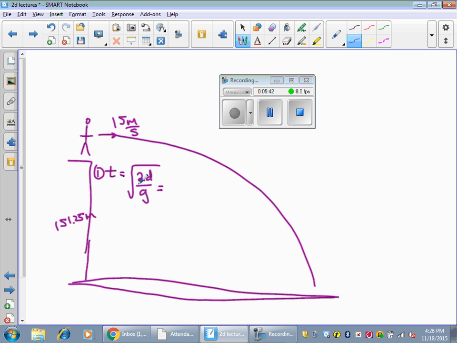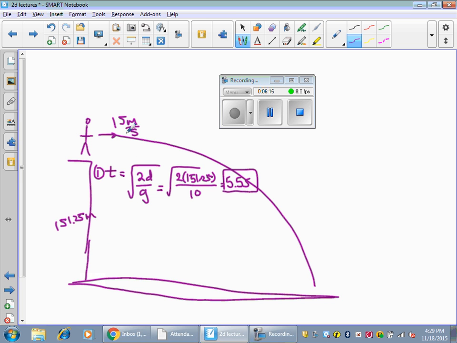And that's how you're going to be given this, okay? So square root of 2 times 151.25 meters over 10. And we're going to get a very convenient number. It should sound familiar from yesterday. Square root of 2 times 151.25 divided by 10. You get 5.5. 5.5, and time is measured in seconds, right? So that's the time it'll take for this ball to hit the ground.